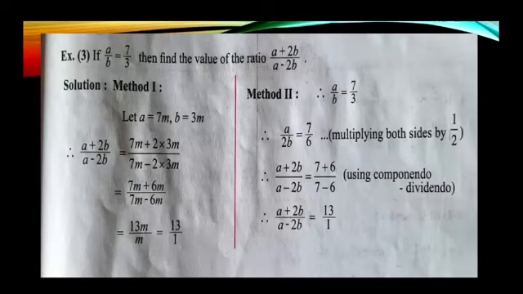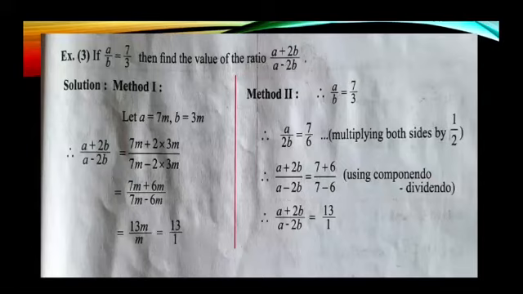Therefore, (a + 2b) upon (a − 2b) is equal to (7m + 2 into 3m) upon (7m − 2 into 3m). Then we will get (7m + 6m) upon (7m − 6m). That we will get as 13m upon m. m gets cancelled, so it remains as 13 upon 1.